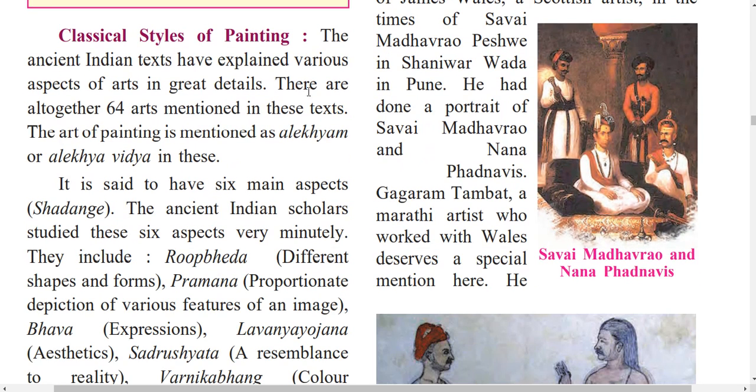Classical styles of painting. The ancient Indian texts have explained various aspects of arts in great detail. There are altogether 64 arts mentioned in these texts. The art of painting is mentioned as Alekhya or Alekhya Vidya in these. It is said to have six main aspects. The ancient Indian scholars studied these six aspects very minutely.